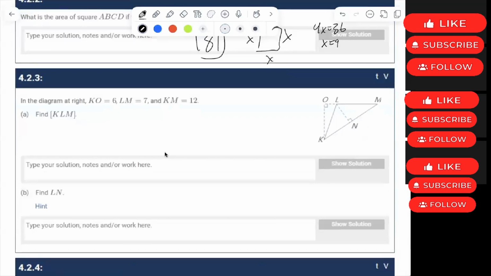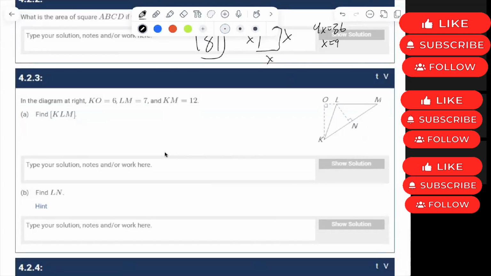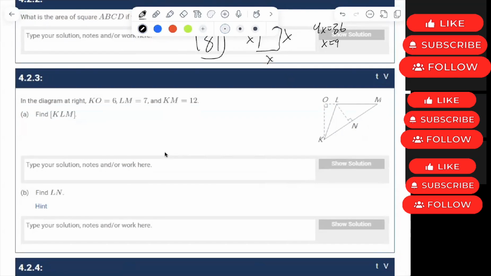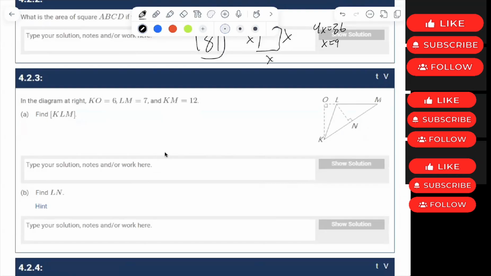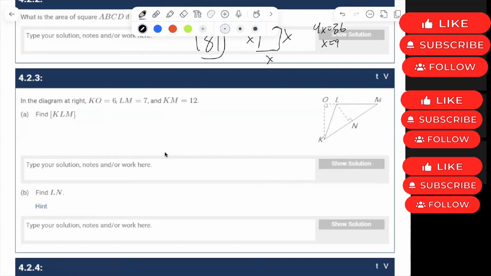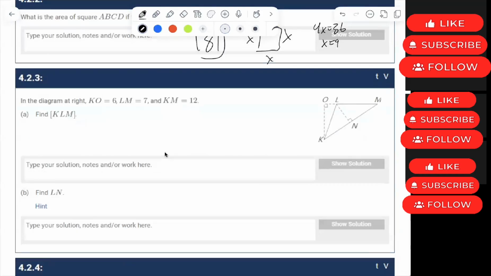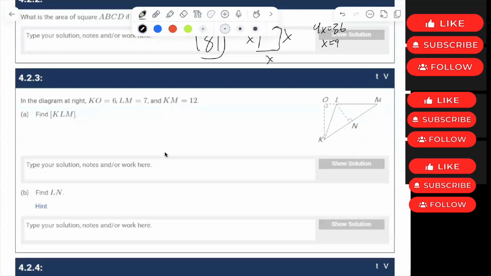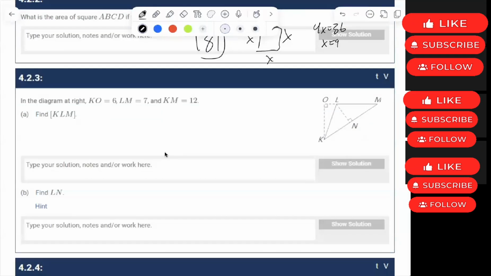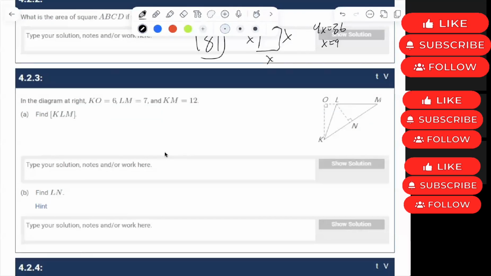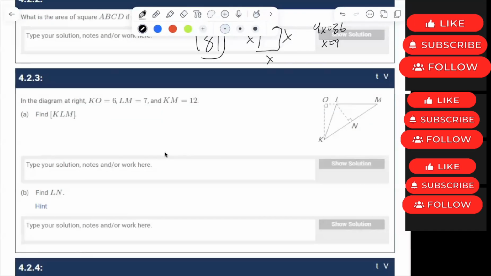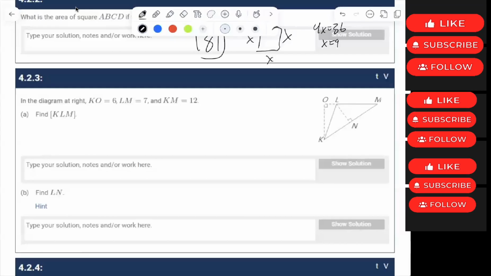Now let's move on to 4.2.3. In the diagram at right, KO is 6, LM is 7, and KM is 12. Find the area of KOM, and then find LN. I'll ask you to try this question and tell me in the chat. You should first find the area of KOM, because after finding the area, you can find the height, which is LN.